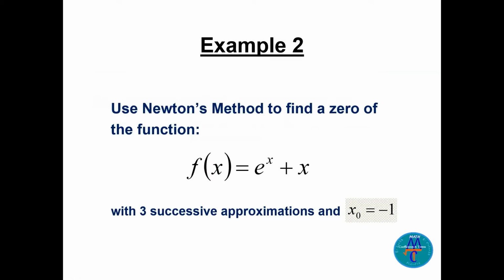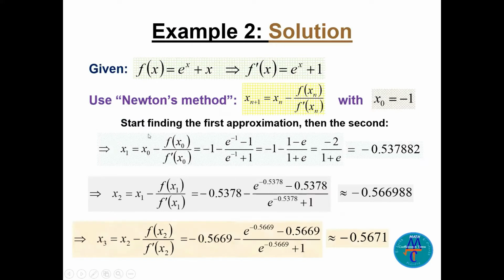Let's see another example here with an exponential. Use Newton's method to find the zero. 3 successive approximations we need. The initial guess is minus 1. The function is e to the power x plus x. We have to find the derivative first. Now the derivative will be e to the power x plus 1.